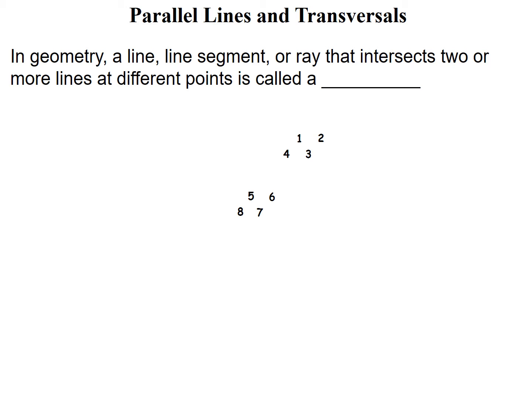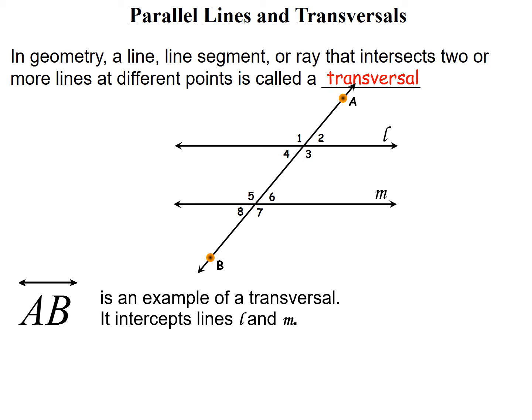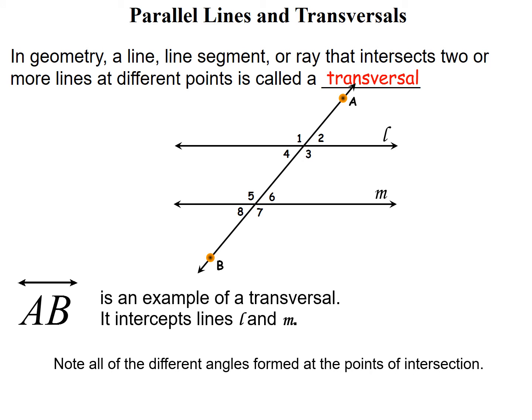In geometry, a line segment or ray that intersects two or more lines at different points is called a transversal. So in our diagram, we see two parallel lines, line L and line M, and they are being cut by the transversal line AB. The line AB is an example of a transversal and it intersects lines L and M. Notice on the diagram that there are different angles being formed at all points of the intersection. So you see that we have angle 2, 3, 4, 5, 6, 7, and 8.